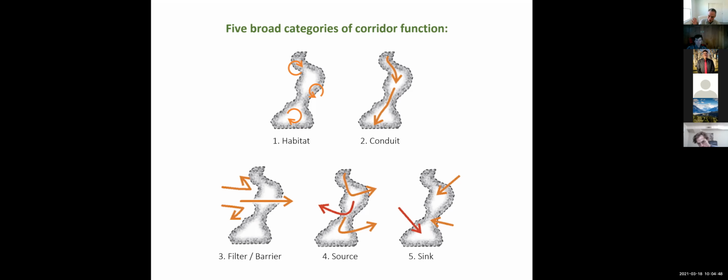So particularly for animals that are moving long distances in their migrations, corridors can be a temporary stopover in that migration and serve temporarily as a habitat area. The second category of corridor function, and the one that most people probably associate with corridors, is that a corridor can act as a conduit. A corridor conveys energy, water, nutrients, genes, seeds, organisms, and other materials from one patch to another.